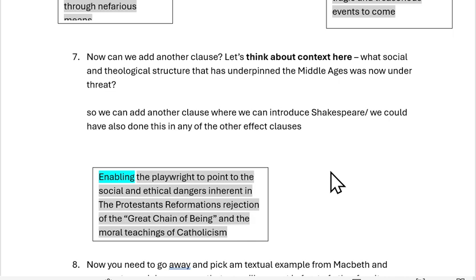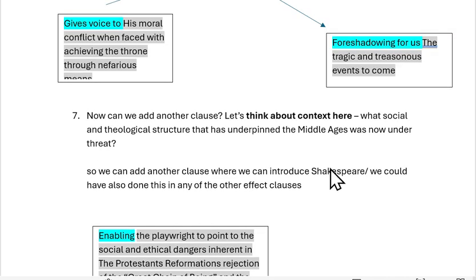So we could also go back and put Shakespeare here: allows Shakespeare to give voice to his moral conflict, or allows Shakespeare to foreshadow the tragic and treasonous events to come. Somewhere in one of these clauses, you need to deal with the playwright. What is the person doing? Shakespeare uses rhetorical question to point to the ethical dangers, blah, blah, blah.